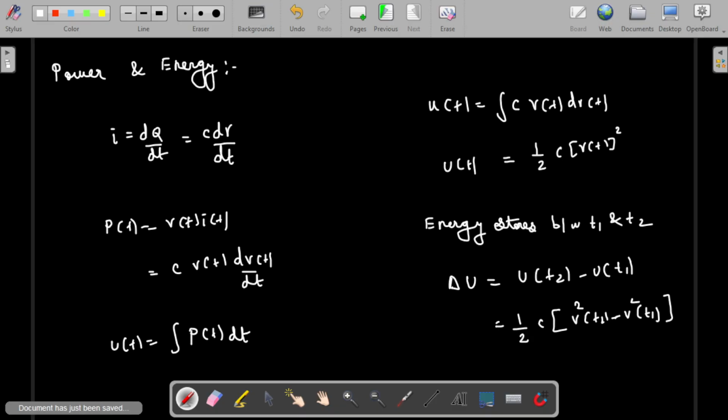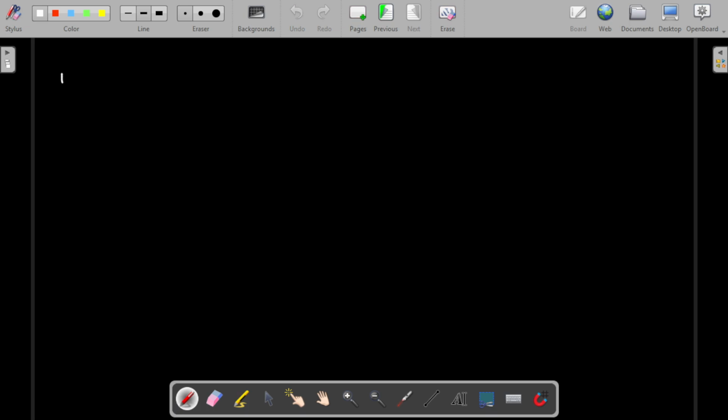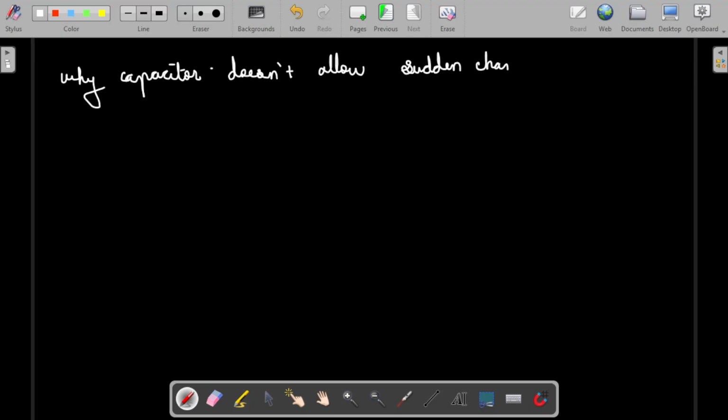Why does a capacitor not allow a sudden change of voltage? This is a very important question, guys. If you know the answer, please post it in the comment section.